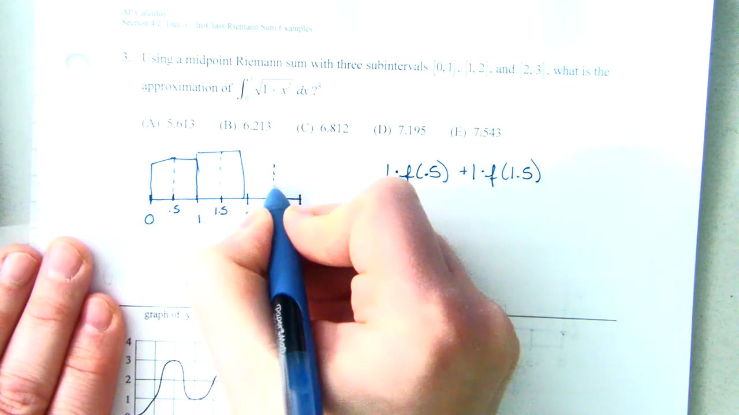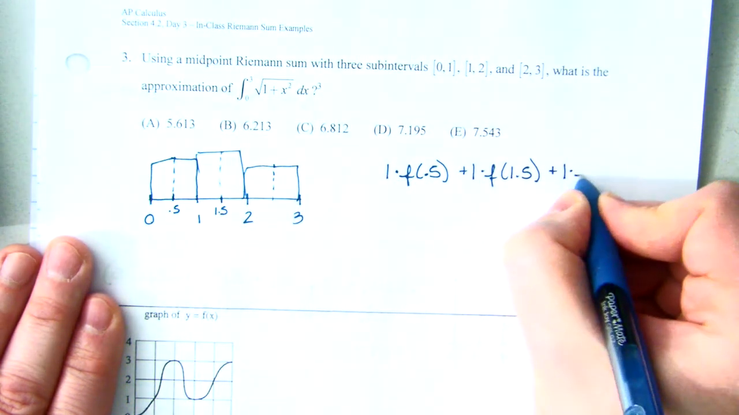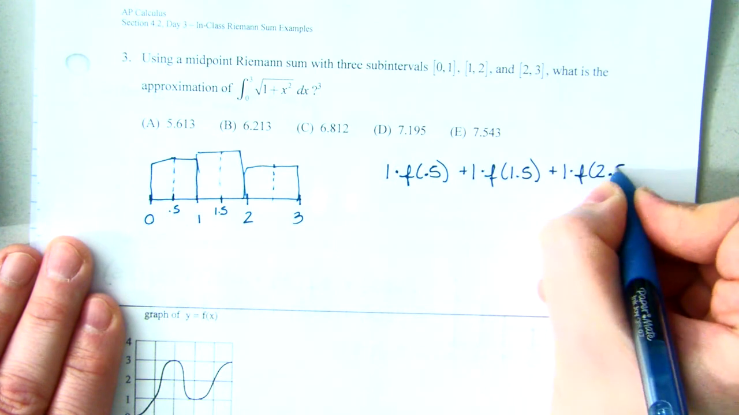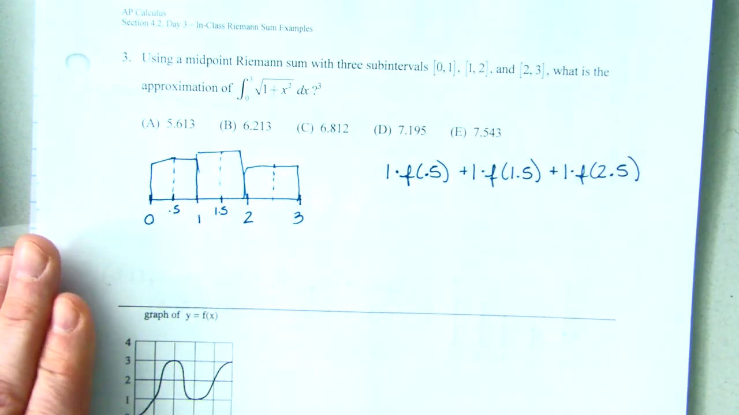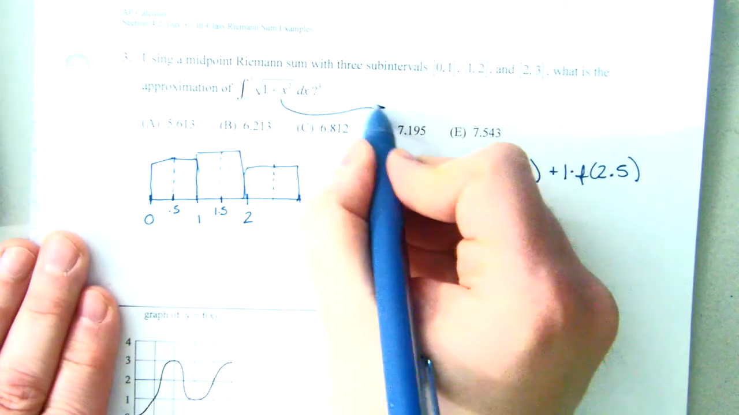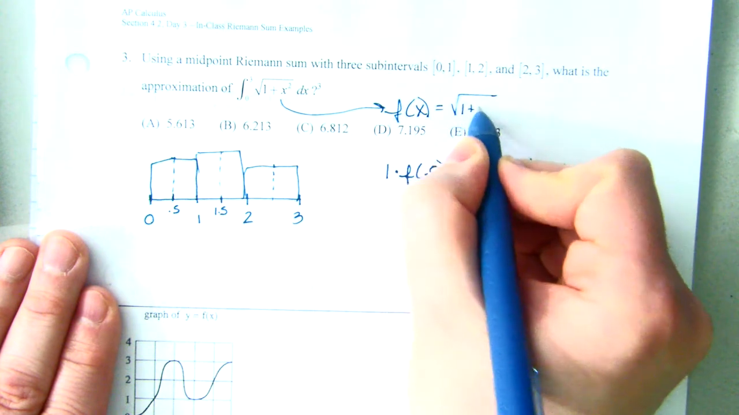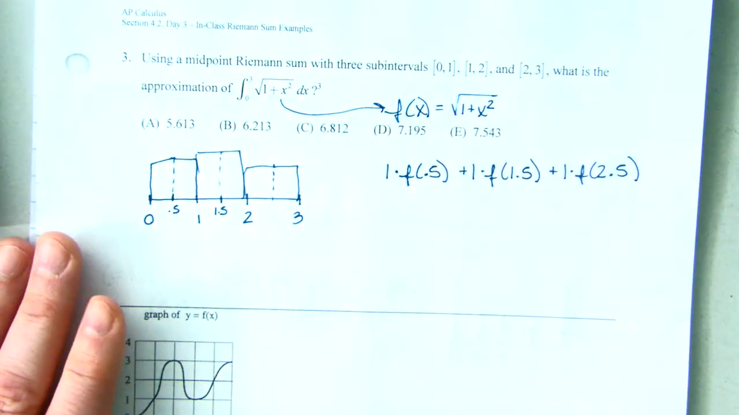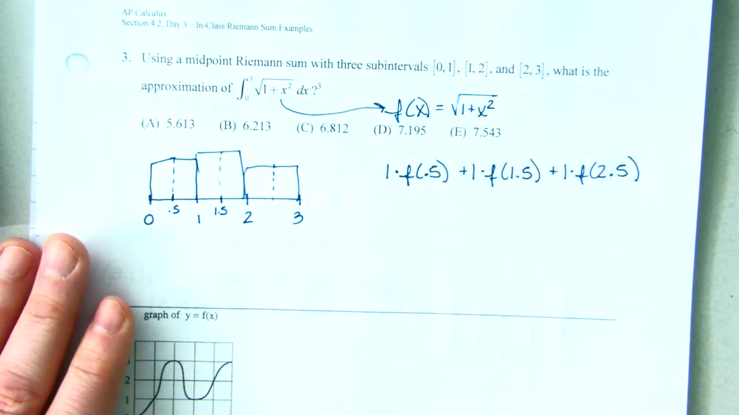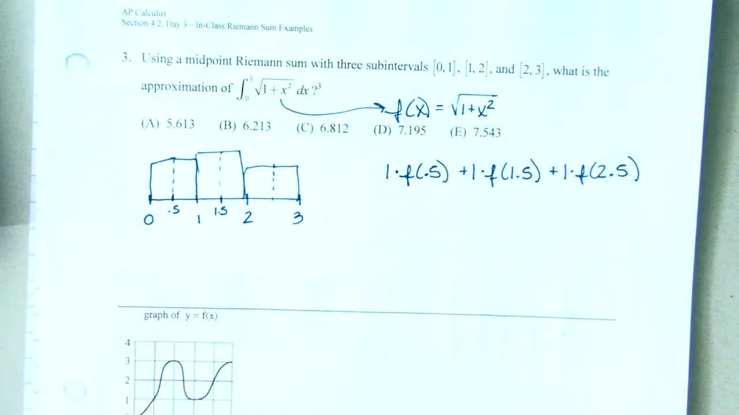That last region, again, the base is 1. The height is the height at the midpoint, so f of 2.5. You're going to find these three values by plugging into your function f of x equals the square root of 1 plus x squared. Go to the calculator to do this. Find f of 0.5, f of 1.5, f of 2.5, add them up, and then tell me which of those answers is closest.